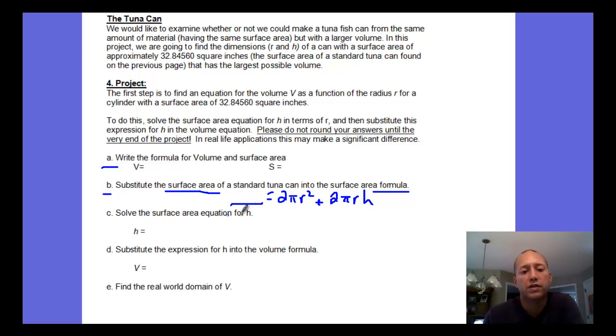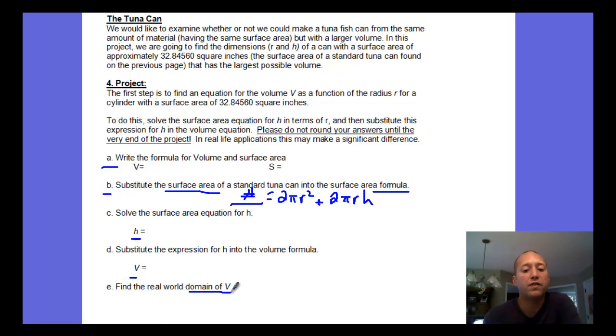So we can solve this. This is going to be some number right here. We have to put in the actual number. Solve the surface area equation for h. We're going to isolate h in that formula. Then we're going to substitute h into the volume formula. So this is how we're creating our equation. We're taking two different equations, your volume and surface area. We'll substitute the h into the volume equation. So now we're going to have one equation that deals with volume and radius.